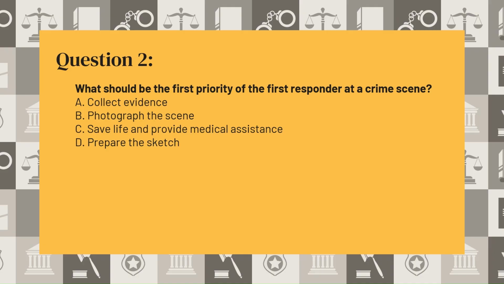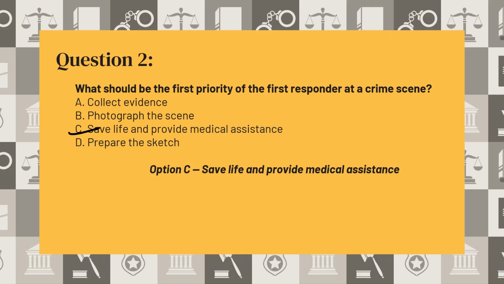Then moving on to question number 2. What should be the first priority of the first responder at a crime scene? So the correct option is option C, which is save life and provide medical assistance.